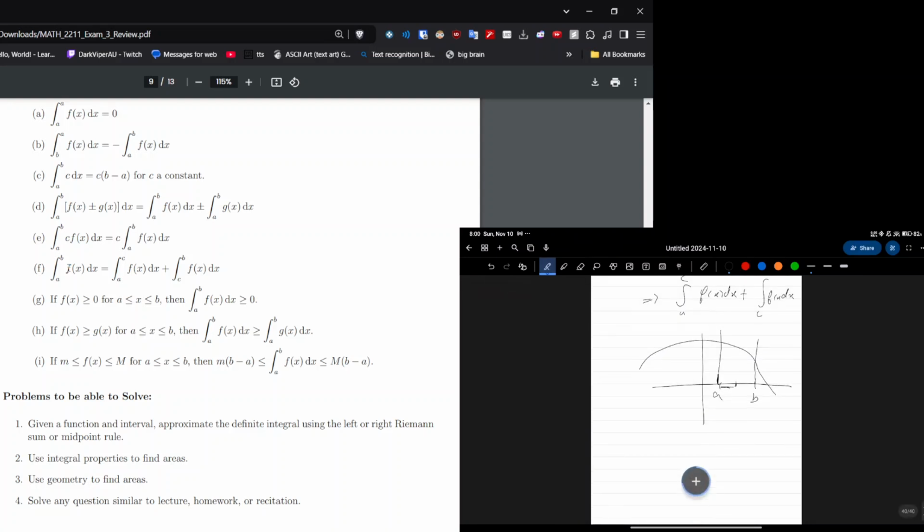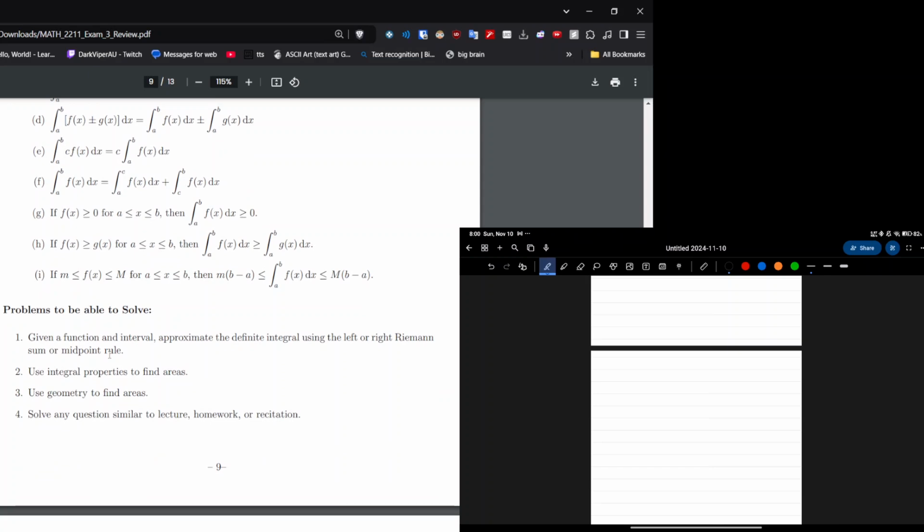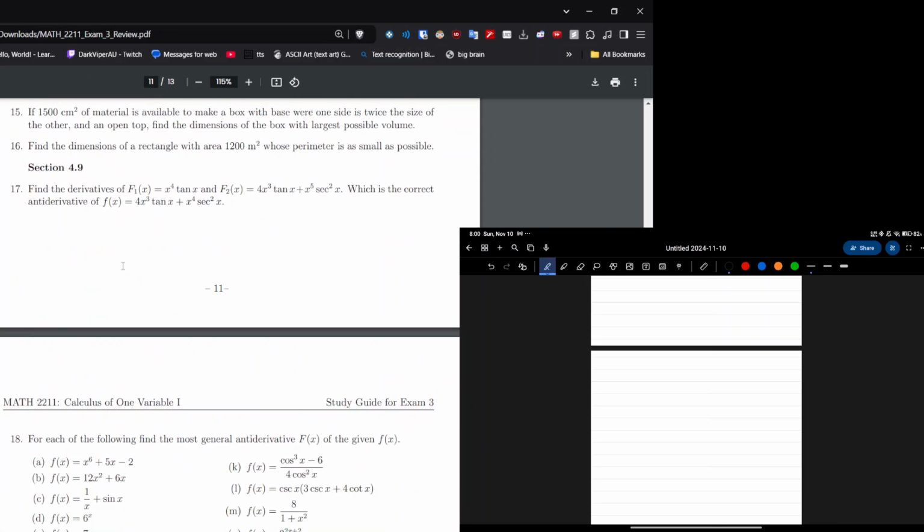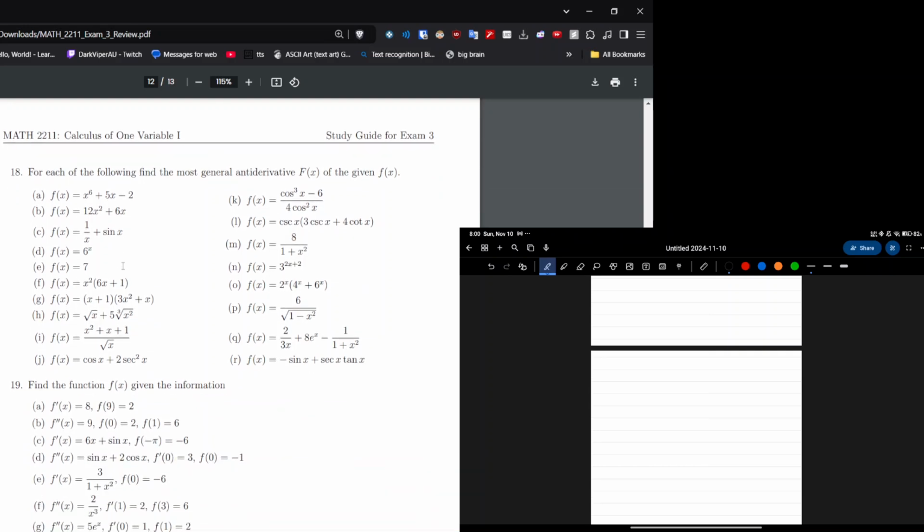Alright, the next is if f(x) is greater than 0, then the integral would be greater than 0. Okay, let's look at these later on. These were basically the ones you needed to know, and let's do some questions. We have half an hour.